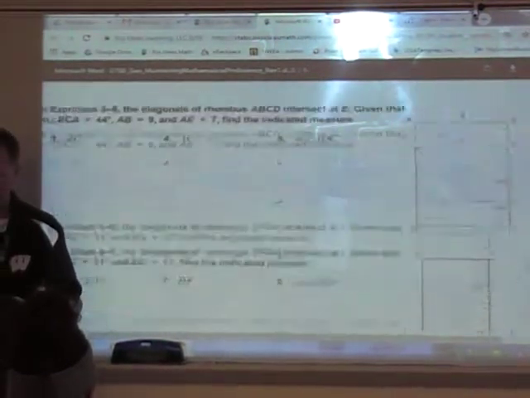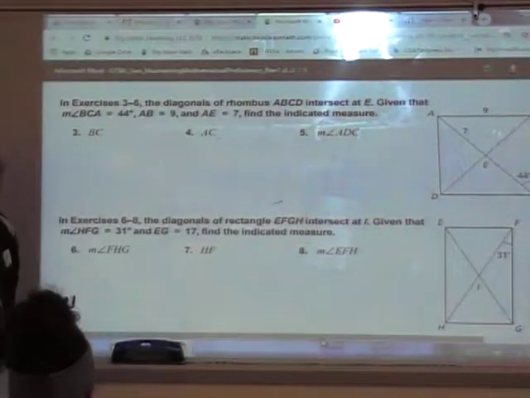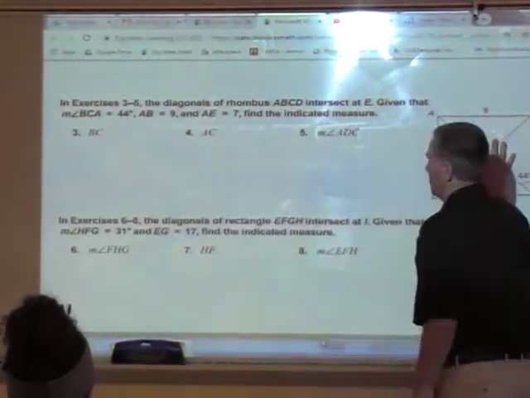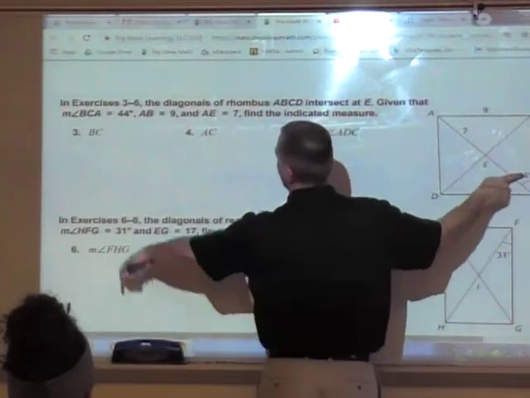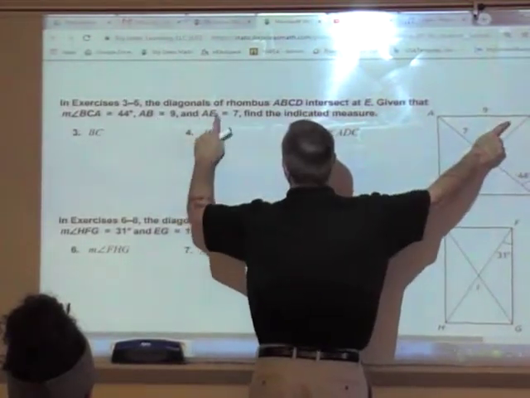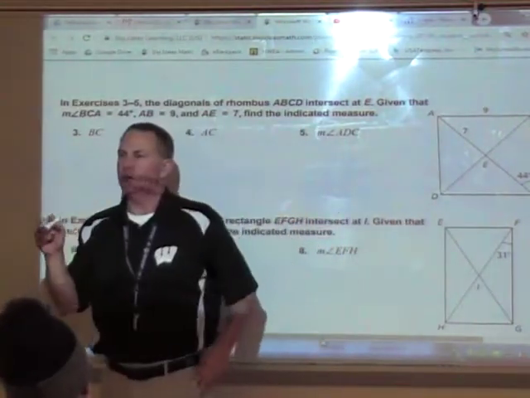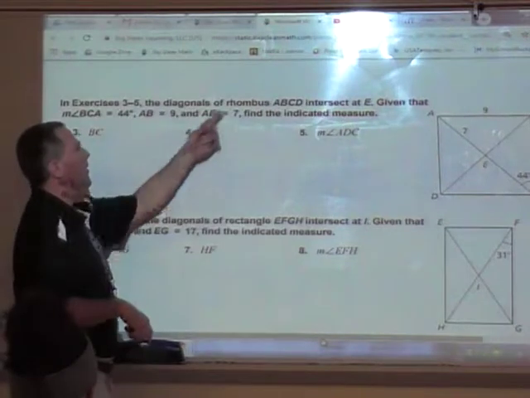Keep looking at these. Always make sure that the given information is marked on your picture. BCA is 44. That's what it says. AB is 9. And AE is 7. This is a segment. Now, always look to see what figure you have: a rhombus, a rectangle, or a square. What do we have? A rhombus.